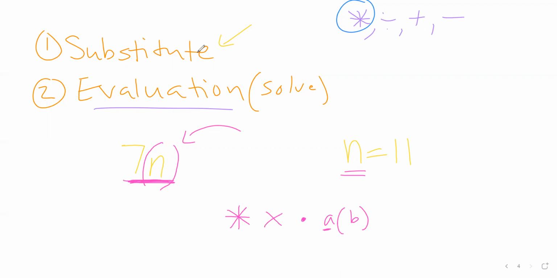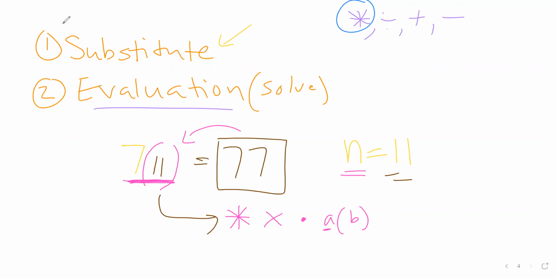So when I substitute, what that means is we're going to get rid of n, and in its place, we're going to put in 11. And then what we just learned is this is actually multiplication. So 7 times 11 is 77. So if I evaluate the expression 7n, where n is equal to 11, well, then I get 77. With me? Making sense? If not, that's okay, because we just started, and this is big stuff.